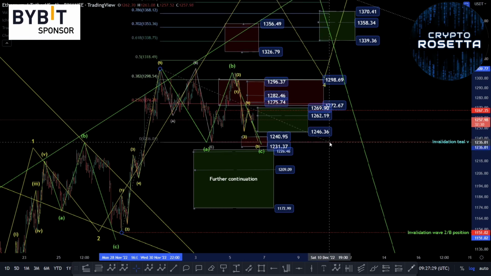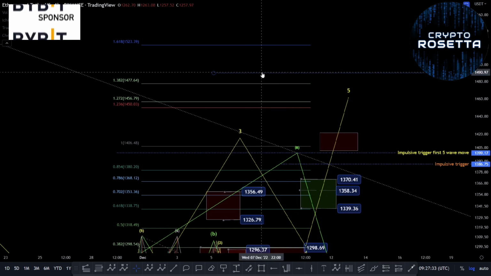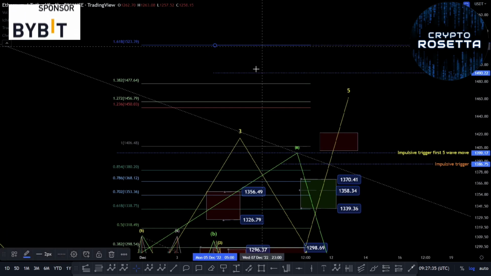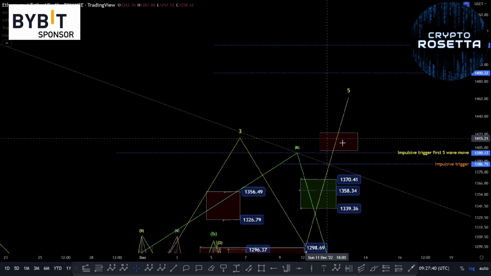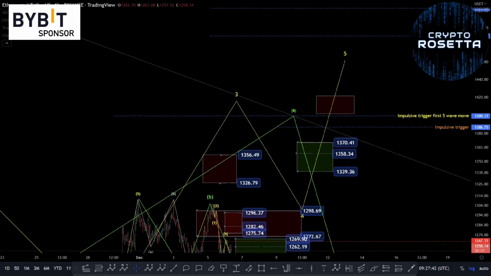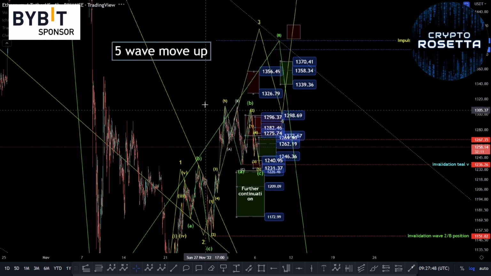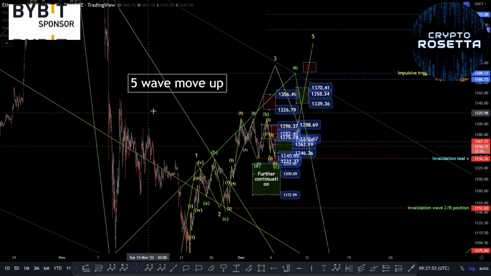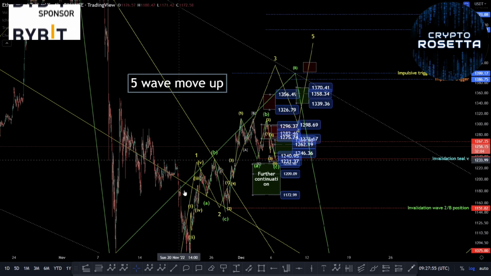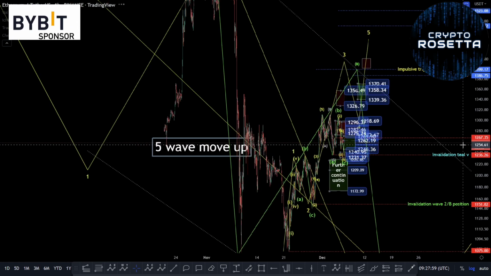Also, if we don't move down at all, the current area, I'm just going to pull one up there as well. So this is the current area, this 1523, but if we move down to that 618 area, then we could be looking for impulsive trigger at this 1490, and then that would be looking at the potential of this becoming basically an expanded flat. Here we have this as a 5 wave move, as a completion of the C wave.